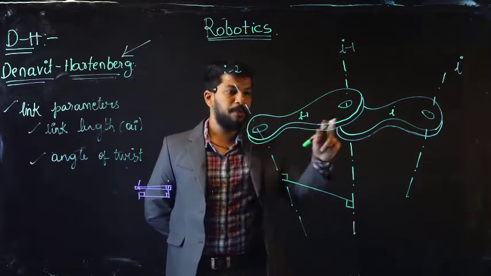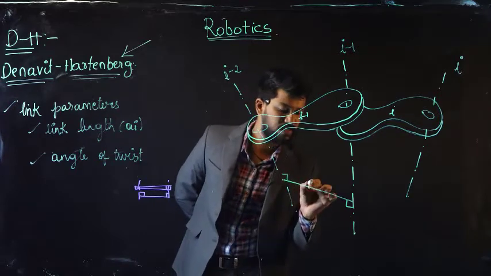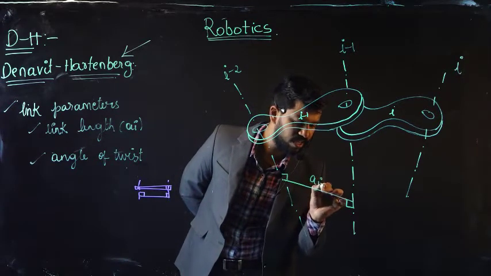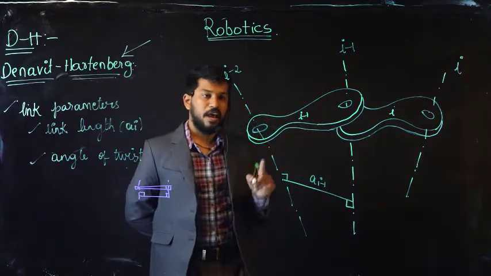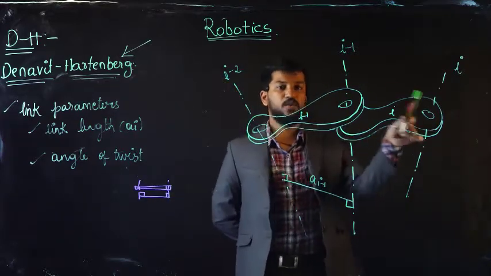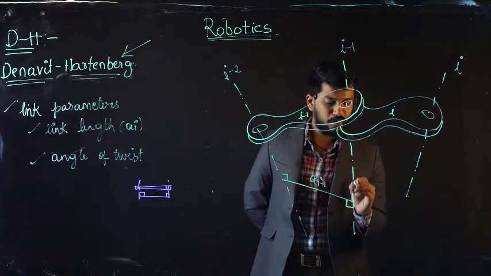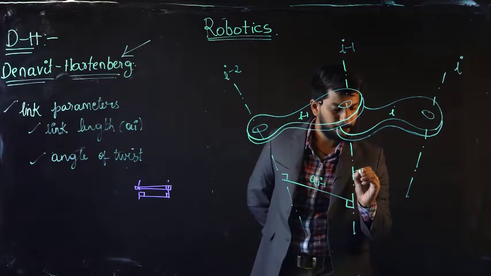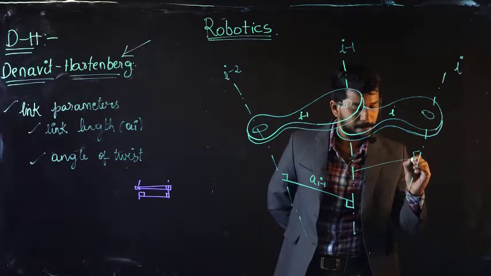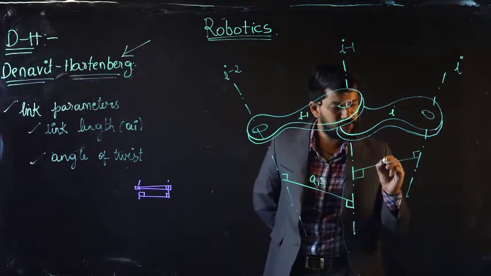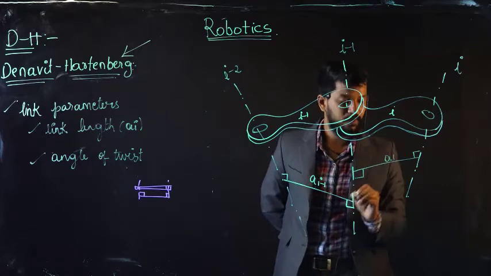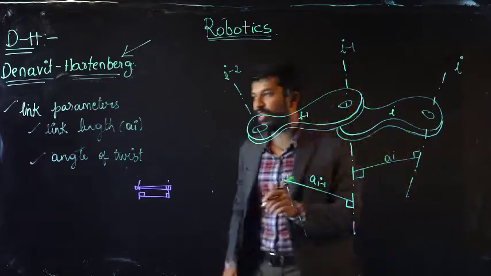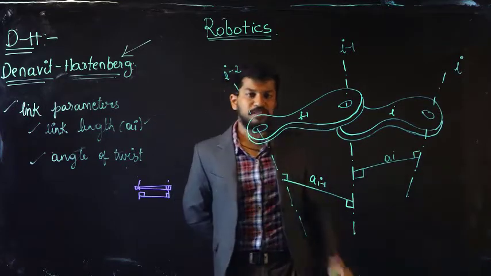When I am drawing a common perpendicular between these two axes, obviously it will be termed as link length. I am mentioning it as a I minus 1. In the same way, these are again two axes. If you identify the common normal between them, that will be giving you the particular link length. So now these are the two link lengths. We have easily identified link lengths.